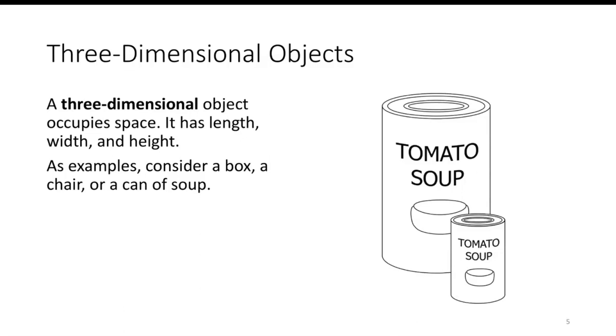A three-dimensional object occupies space, so it has length, width, and height. As examples, consider a box, a chair, or a can of soup.